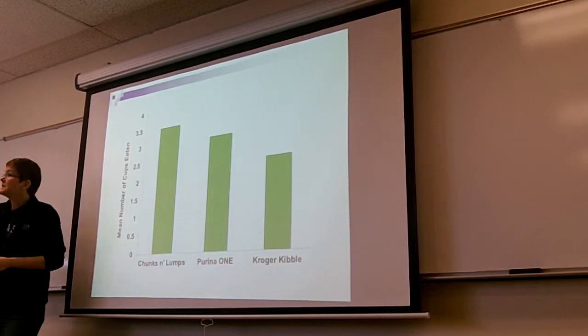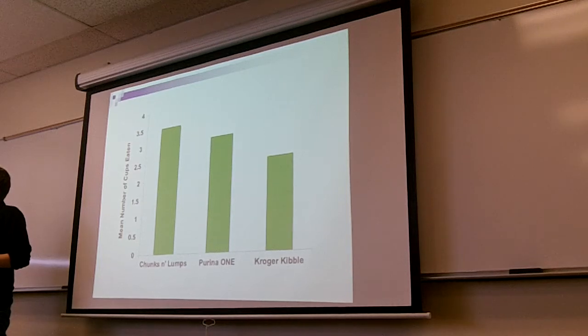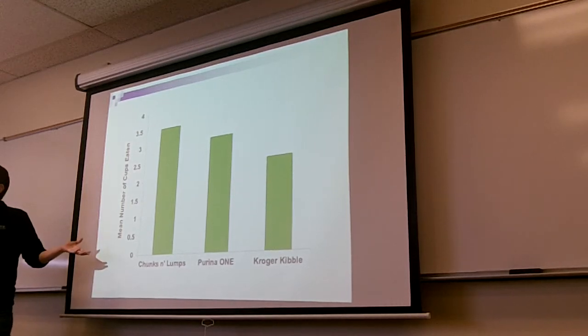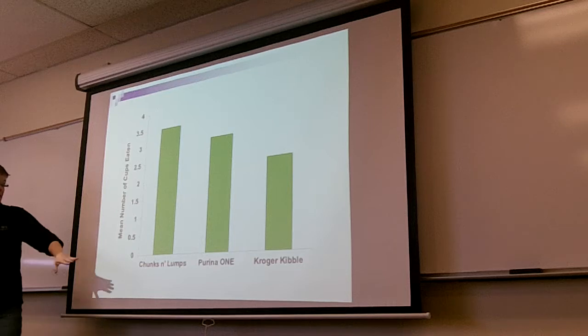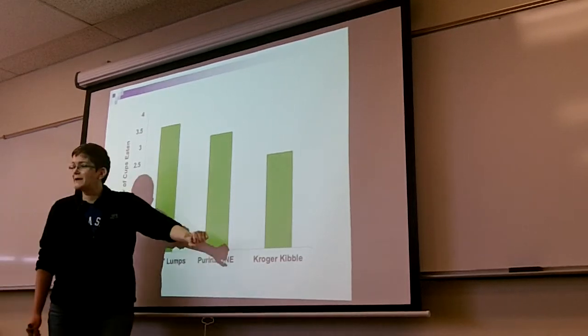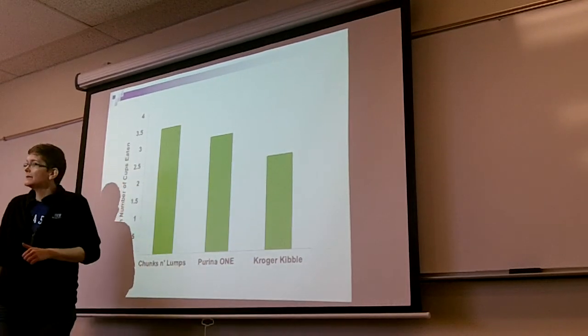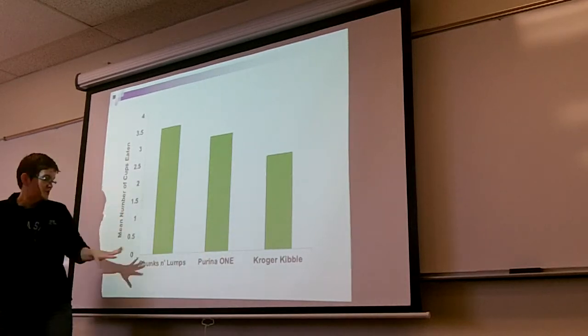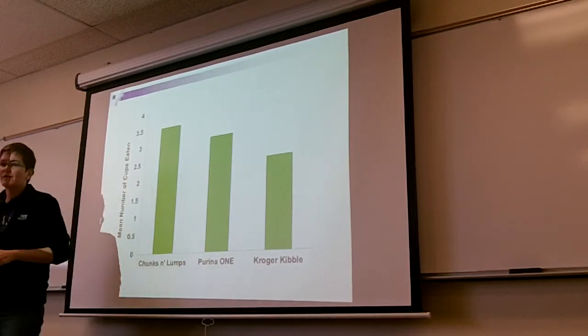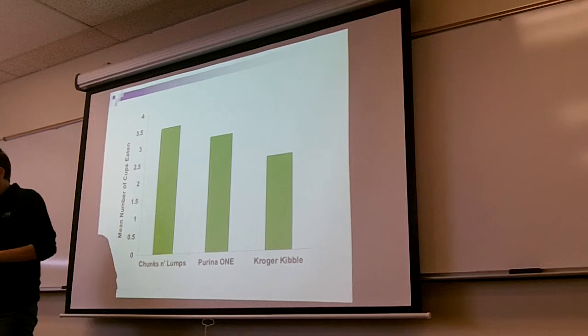If we did it as a within subjects design, then every dog would eat every food and we'd have to switch it up, right? Some dogs would eat chunks and lumps the first day and Purina 1 the next day and Kroger kibble the third day. And some dogs would eat Kroger kibble on the first day and chunks and lumps on the second day, Purina 1 on the third day, right? We'd mix it up like that.